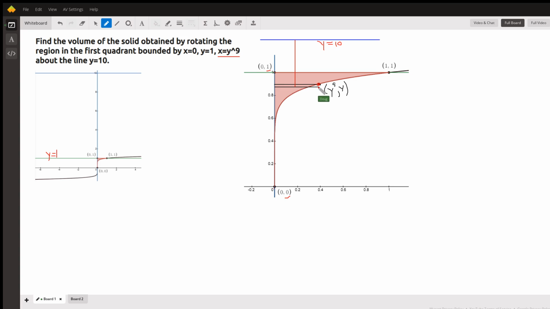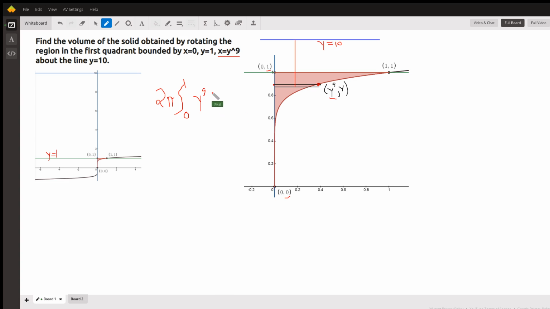So we can say, using the shell method, we're going to take 2 pi times the definite integral from 0 to 1 of the height of the shell, which is the x coordinate at the right minus the x coordinate at the left. That's y to the 9th. If you want to emphasize it, you could say y to the 9th minus 0.